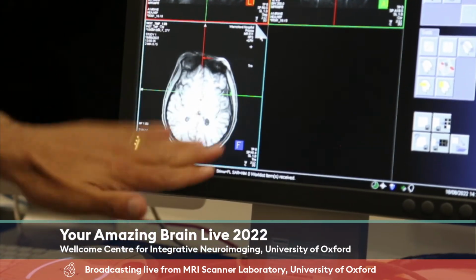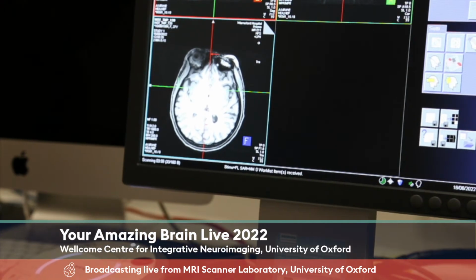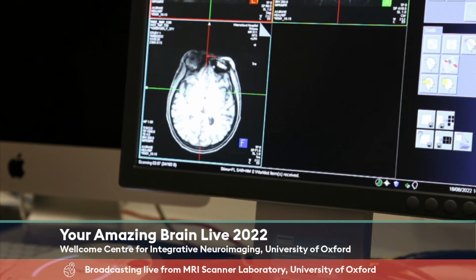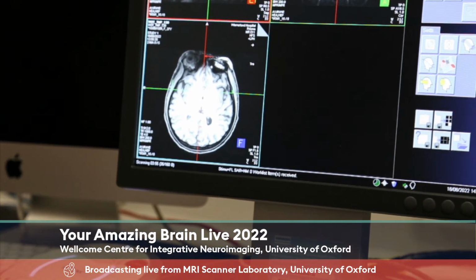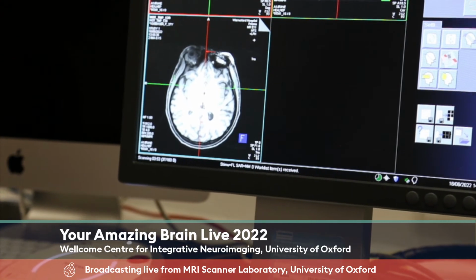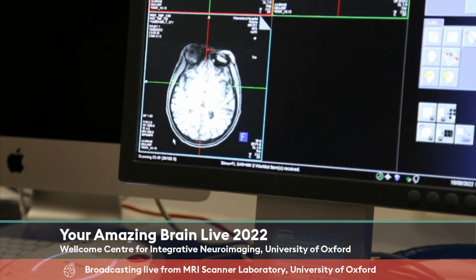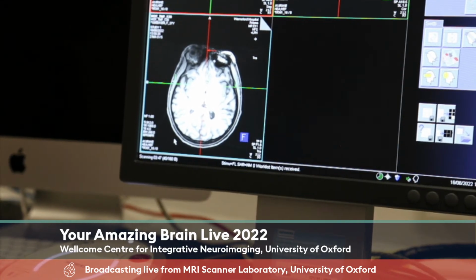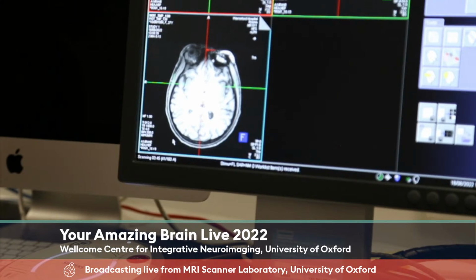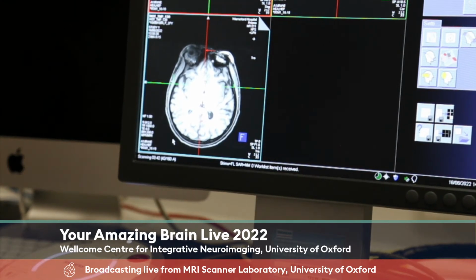Now, in Barbara's brain here, the grey area around the edge of the brain are the brain cells, or neurons. And then all of the connections in between, which are showing up bright white on the screen here, are the fibres that connect different parts of the brain together and are really important for how the brain works. That's called the white matter.